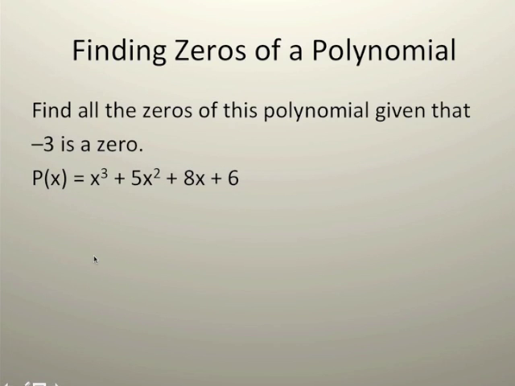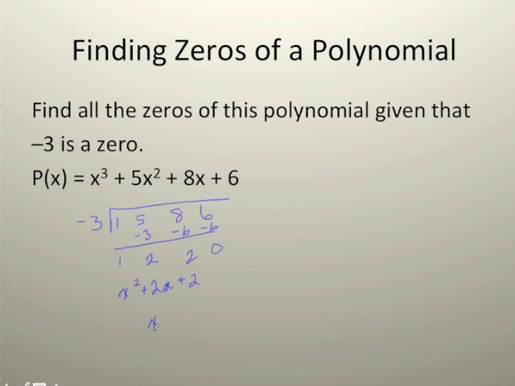Let's do that same thing. This time our negative 3 is a zero, so negative 3, 1, 5, 8, 6, and then 1, 2, 2, negative 6, negative 6, and that's 0. So x squared plus 2x plus 2. That does not factor, so we have to use the quadratic formula.